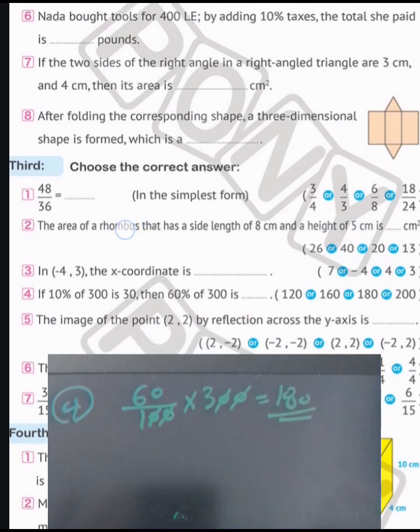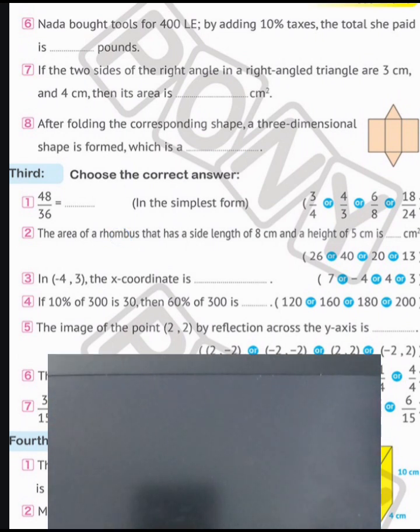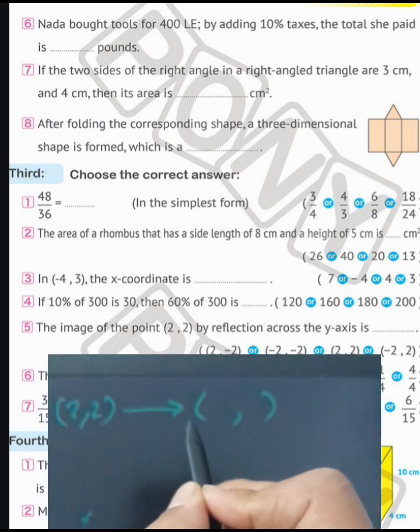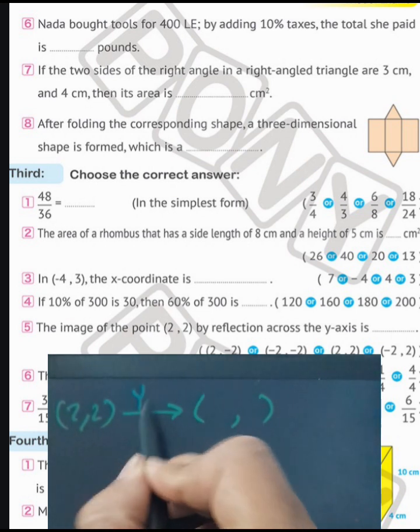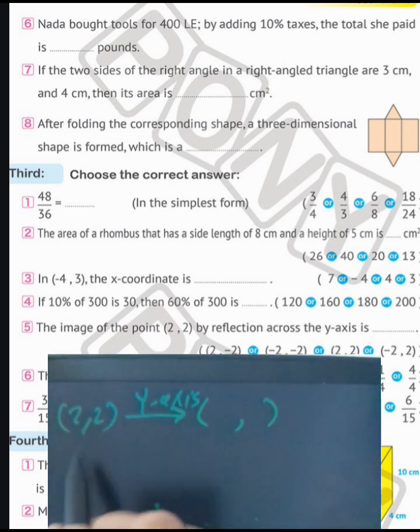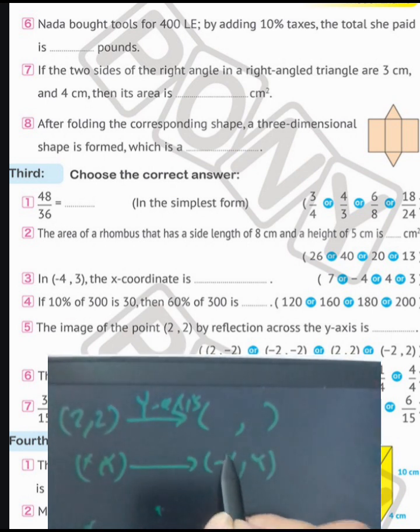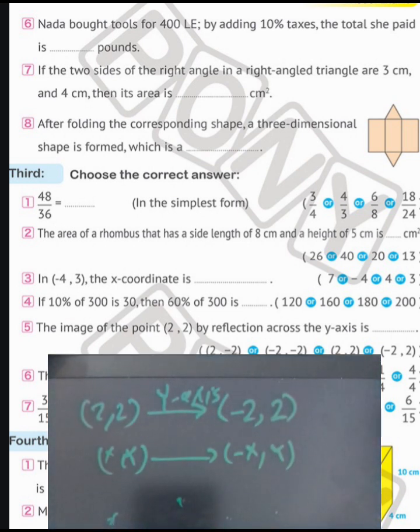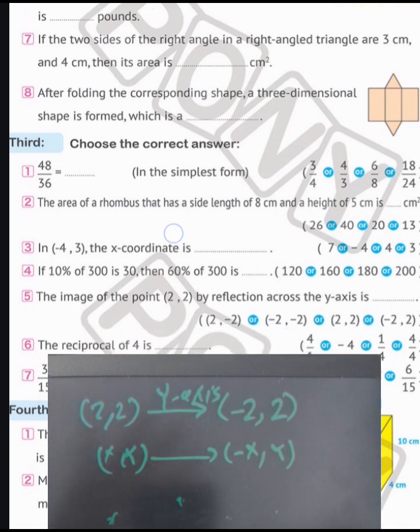Question number 5. The image of the point (2, 2) by reflection across the y-axis. Okay, we have (2, 2) and we want to find the reflection across the y-axis. We must put y here and change the sign of x. Then the ordered pair will be negative x and y, right? Negative 2 and 2. The image of the point by reflection across the y-axis: we put y and change the sign of x, then the result will be (-2, 2).